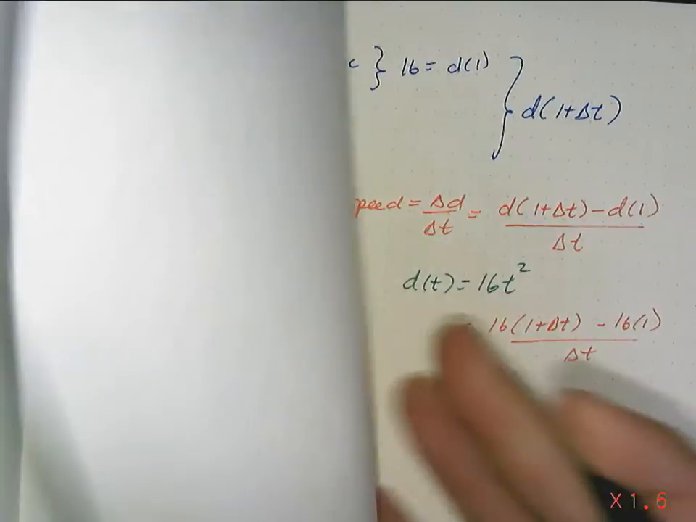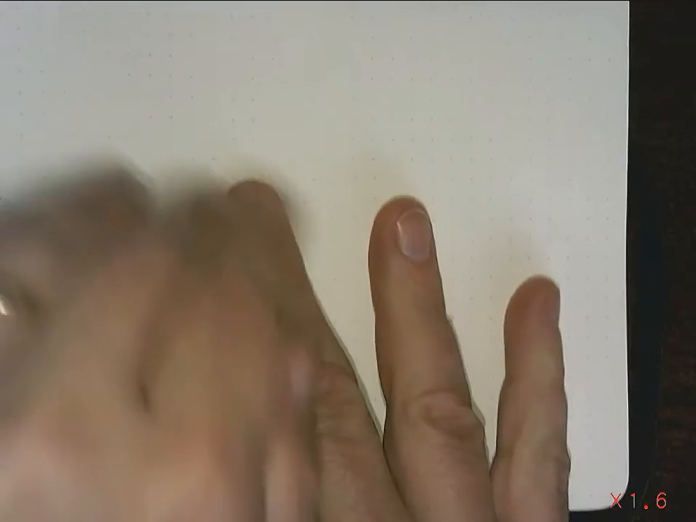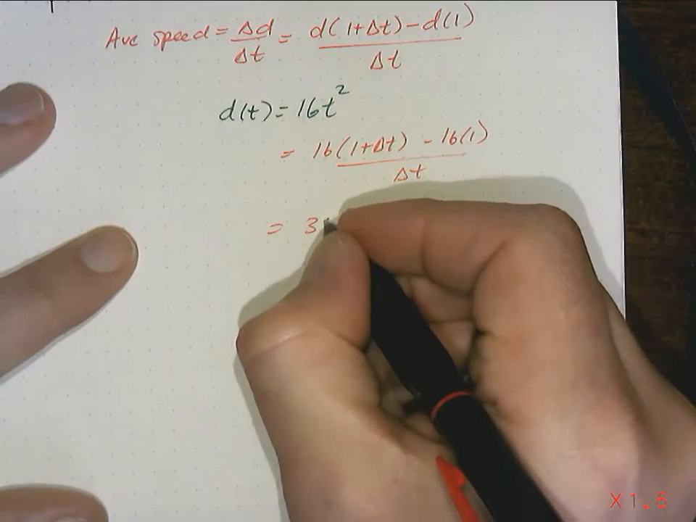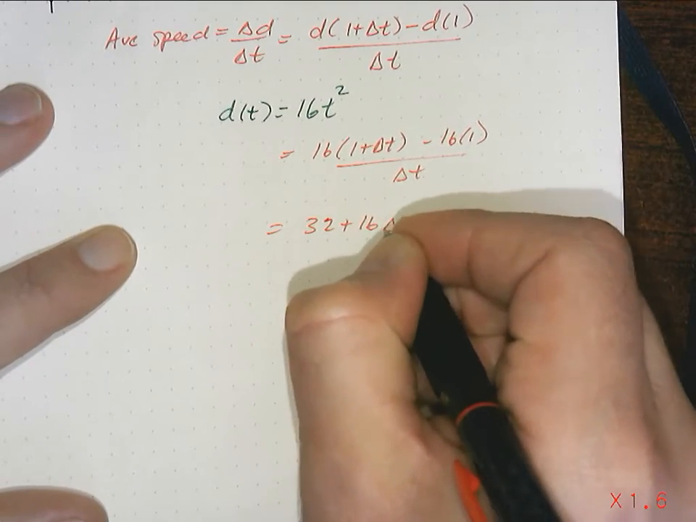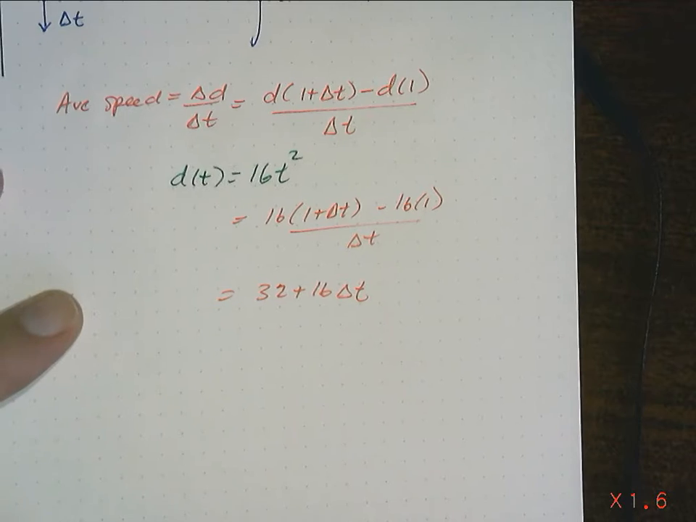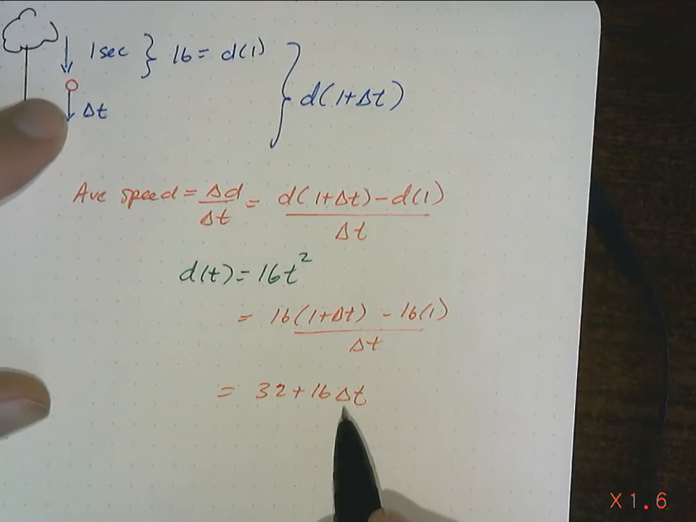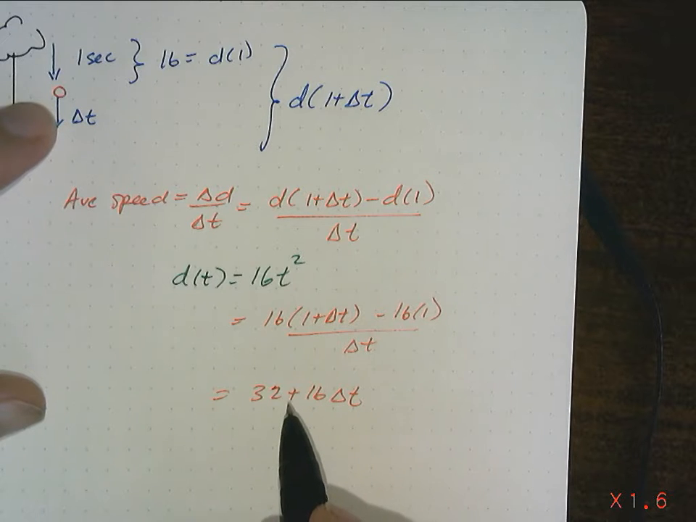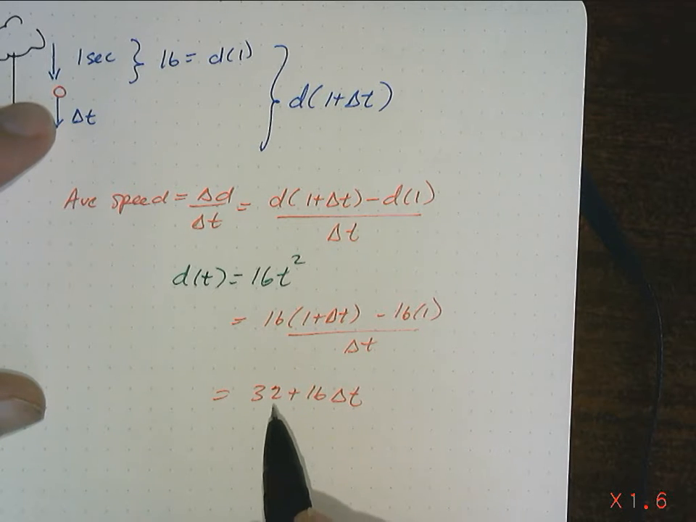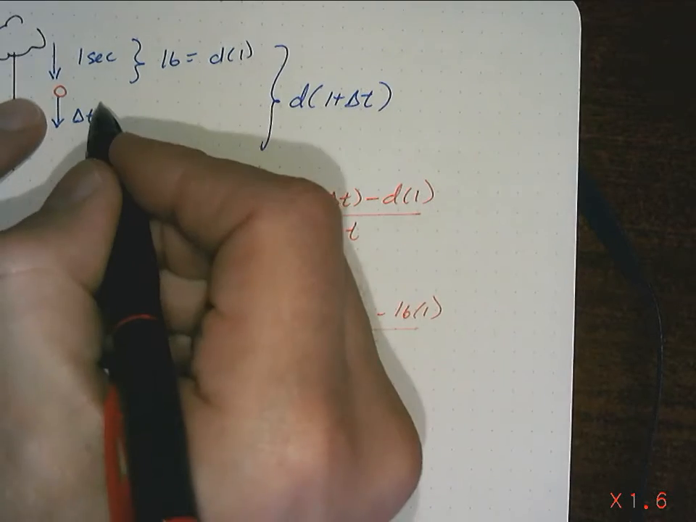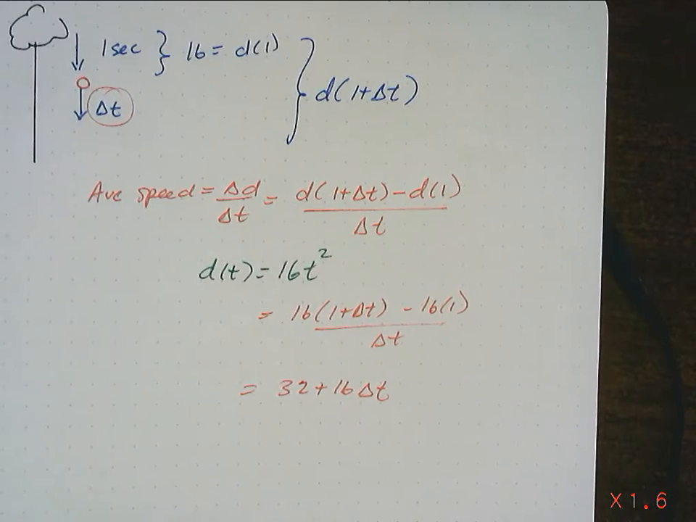I forgot what I said. I was so excited. 32 plus 16 delta t. Now, that's beautiful, because this means as I change this delta t, I can get closer and closer and closer to the instantaneous speed when t equals 1 by making delta t smaller and smaller and smaller.